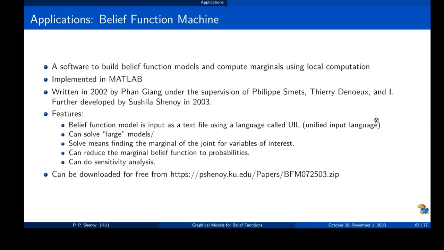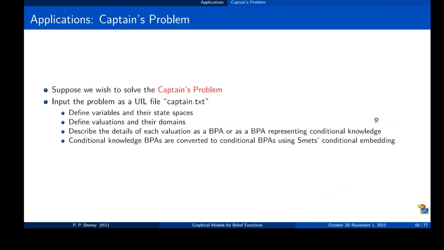But if the model is so big that it takes a long time, and you want to make it faster, then you increase that value from 10 to the minus 12 to 10 to the minus 6 or things like that. It runs really fast. And you can download it free from this website. This includes documentation.